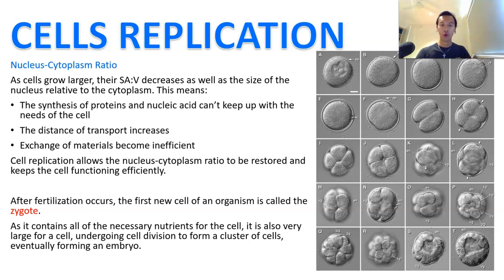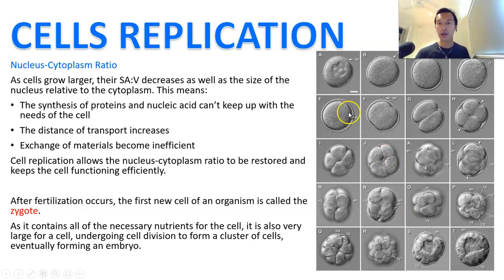And as it contains all of the necessary nutrients of the cell, that first zygote is a really big cell. For an average cell, it starts off as being really big. So when you see the zygote beginning to replicate and divide, it starts to grow smaller until it reaches this stable point for a cell size, right?